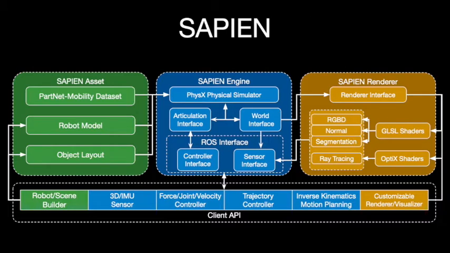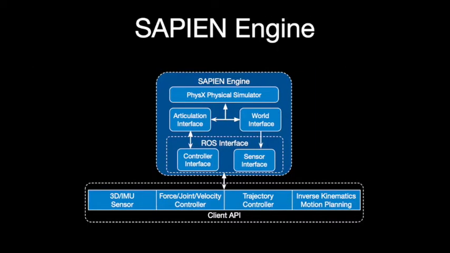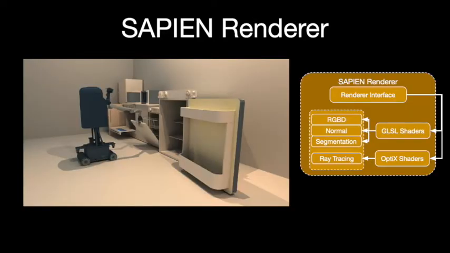Here are three key components of SAPIEN. The engine is built on PhysX with a pure Python interface and ROS integration. We expose an articulation interface for robotics and a world interface for access to everything in the simulated world. The renderer supports many kinds of output like RGB images, depth maps, normal maps, and part segmentation through GLSL shaders, and it provides ray-traced rendering with the OptiX framework.